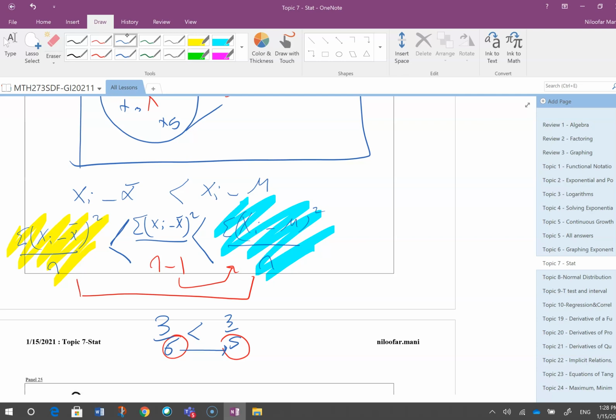So I showed you the reason for the power of 2. I showed you the reason for the radical. I showed you the reason for n minus 1. And then you can use the formula.